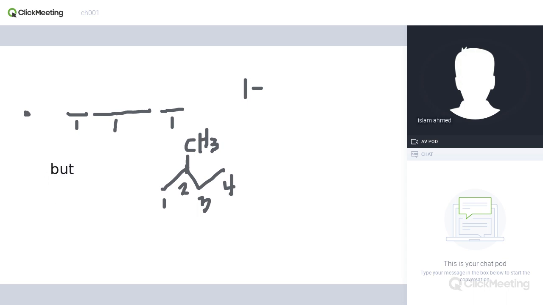All single bonds, so it will be N, butane. We have no functional groups, so there will be nothing after the butane, and the substitution is at carbon number 2, and the type of substitution is methyl. That's it, 2-methyl butane. It's easy.